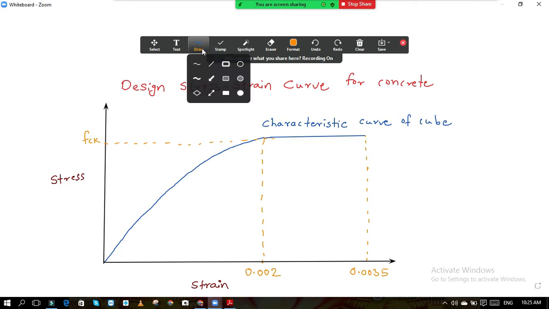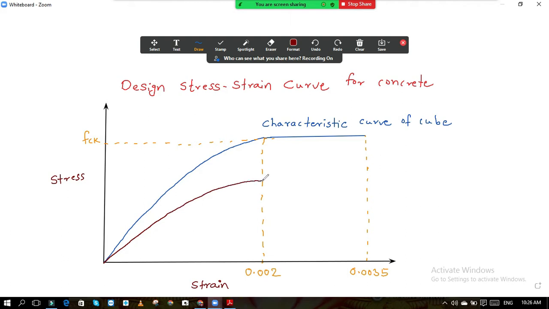So now see, this is the characteristic curve of the cube. Now on site we already reduced this strength by about 33%. So if I draw that curve, that is the characteristic curve of the structure, which is actually on the site, it will be like this, and from this point it will be a straight line.